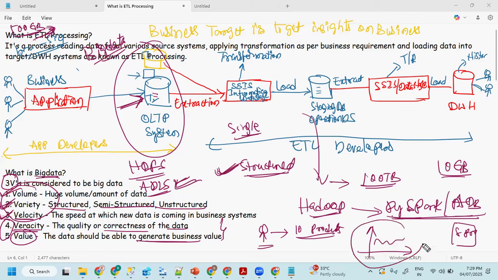They're expecting some value on top of the business to grow in the business. If they want to grow in the business, definitely they have to get some value out of the data, because data is like a fuel. So we can say they're expecting some attribute, or maybe it is beyond that.